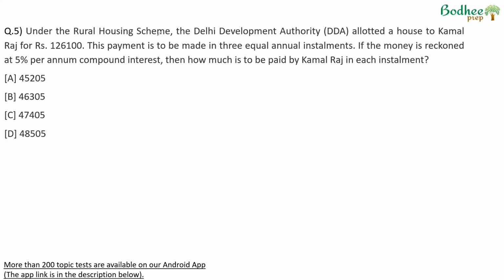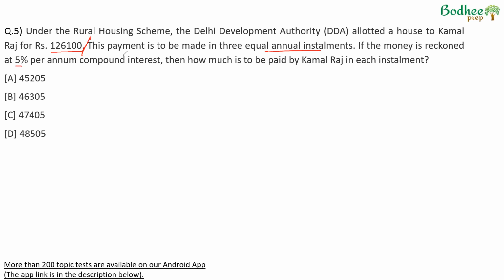Under the rural housing scheme, the Delhi Development Authority, DDA, allotted a house to Kamal Raj at 126100. This is the upfront payment. This payment is to be made in 3 equal annual installments. If the money is reckoned at 5% per annum compound interest, which of the following must be the amount paid by Kamal Raj in each installment?